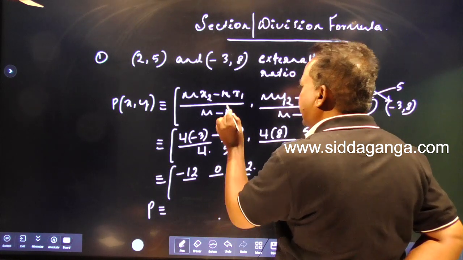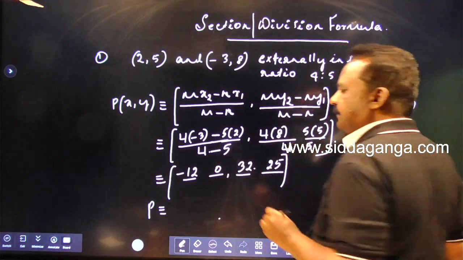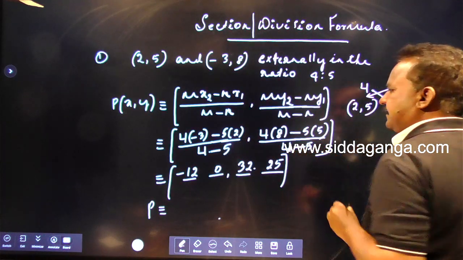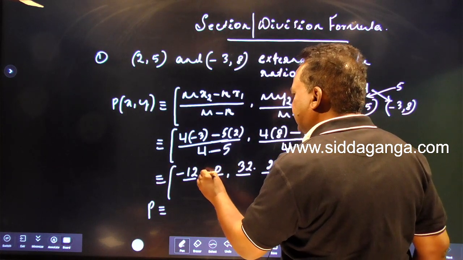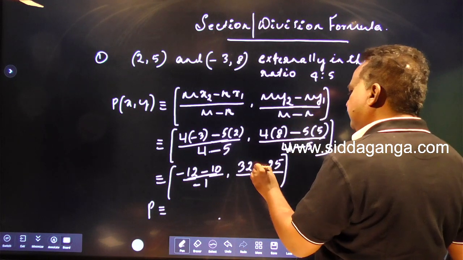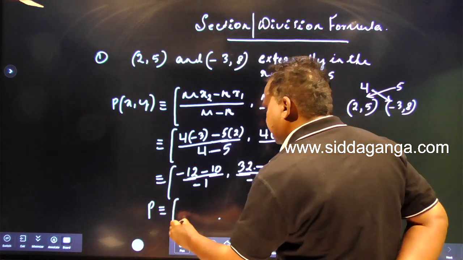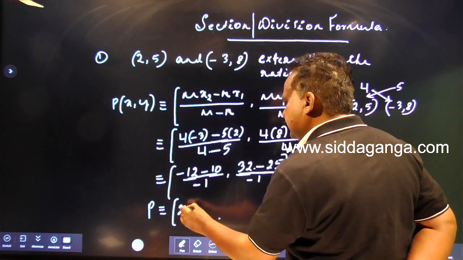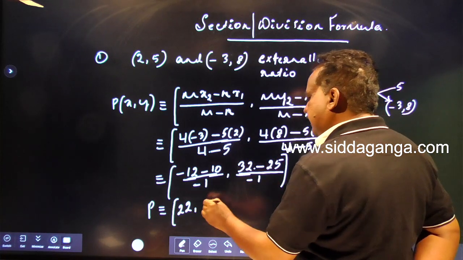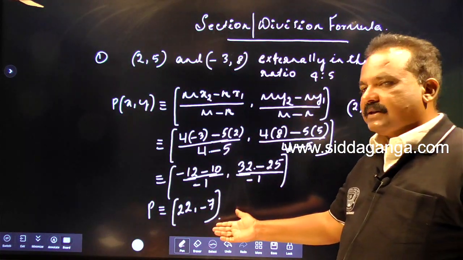Minus nx1 means 5 into 2 divided by 4 minus 5. Minus 12 minus 10 divided by minus 1. So 32 minus 25 divided by minus 1. So this is minus 22 by minus 1 is plus 22. 32 minus 25 is 7. 7 by minus 1 is minus 7. So this is the external division.